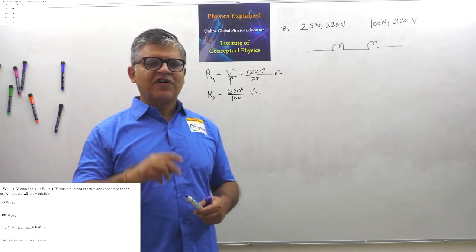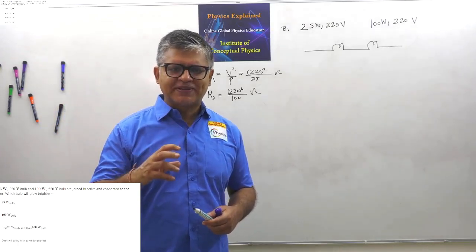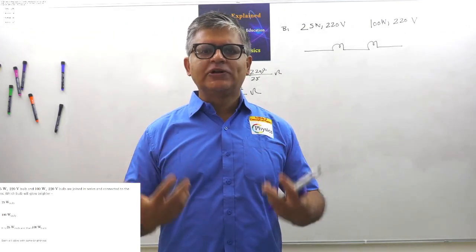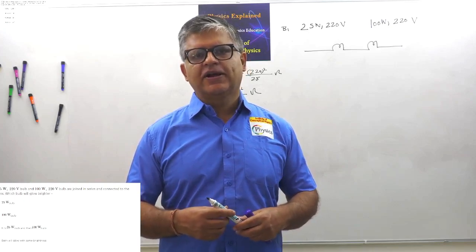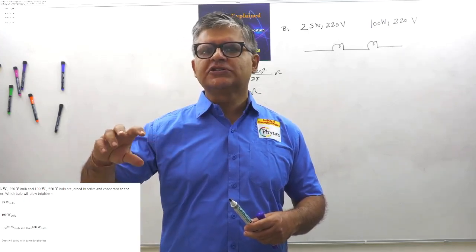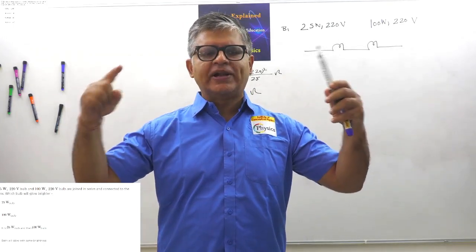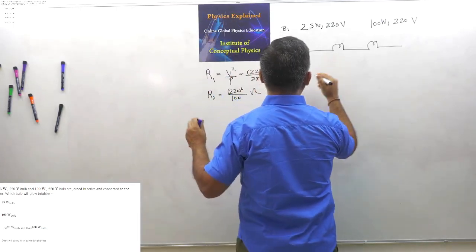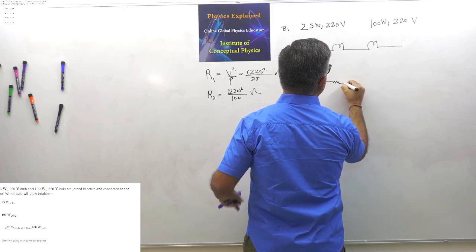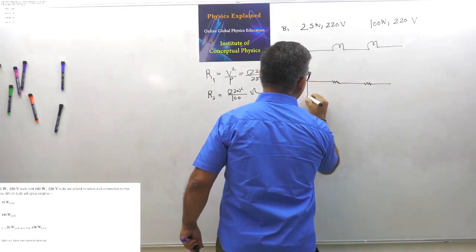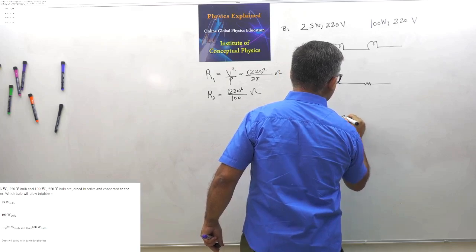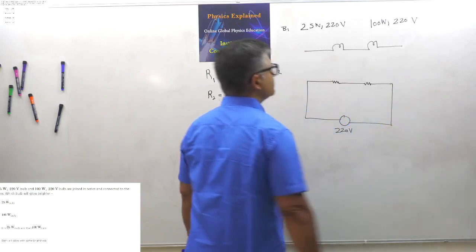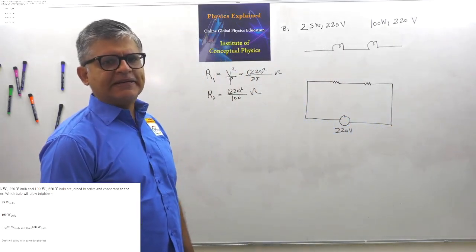Now, if you read the question, one thing I didn't like about the question is it did not specify what voltage you have given to them when you connect the bulbs in series. So I'm assuming the voltage is still 220 volts, and the available voltage is 220 volts across which the two bulbs are connected. The bulb number one is here, the bulb number two is here, and the available voltage to me is 220 volts. That's my interpretation.